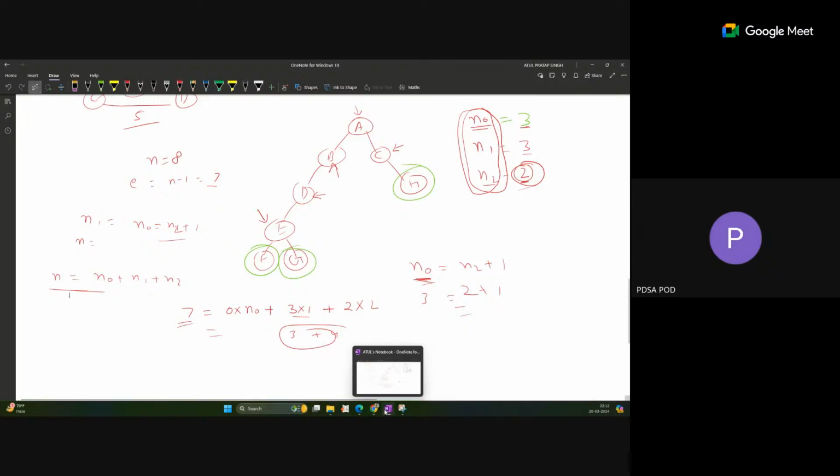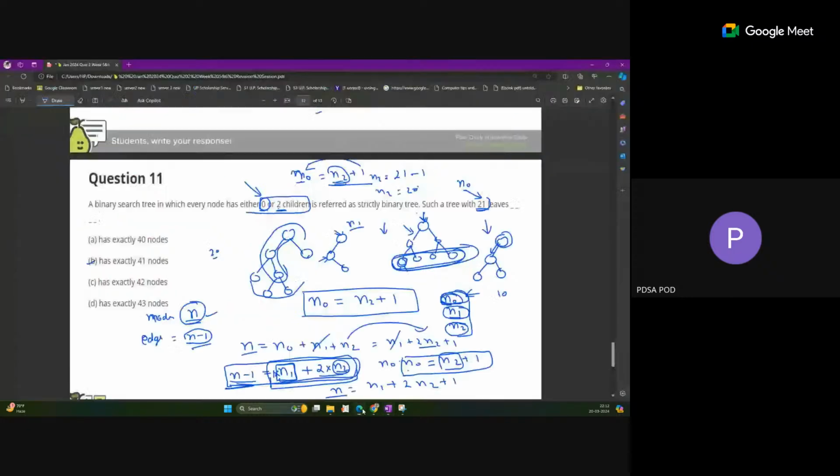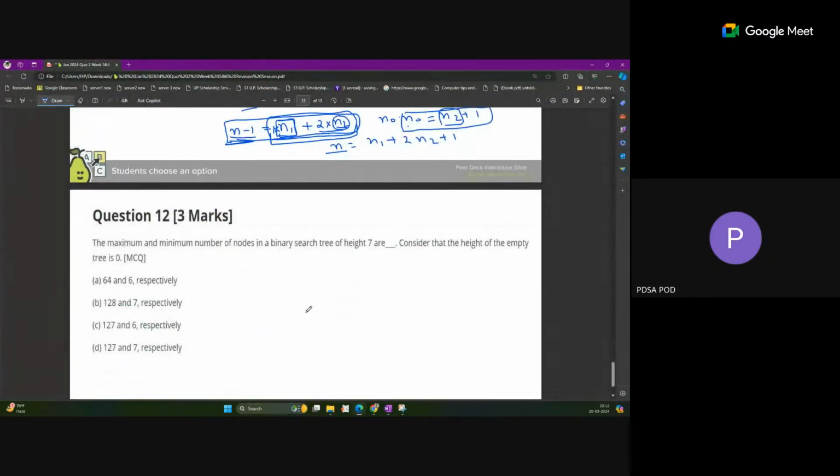Okay. So this is the one question. Next one is, okay, the maximum and minimum number of nodes in a binary search tree of height 7. Consider that the height of the empty tree is 0. So that means empty tree height is 0.